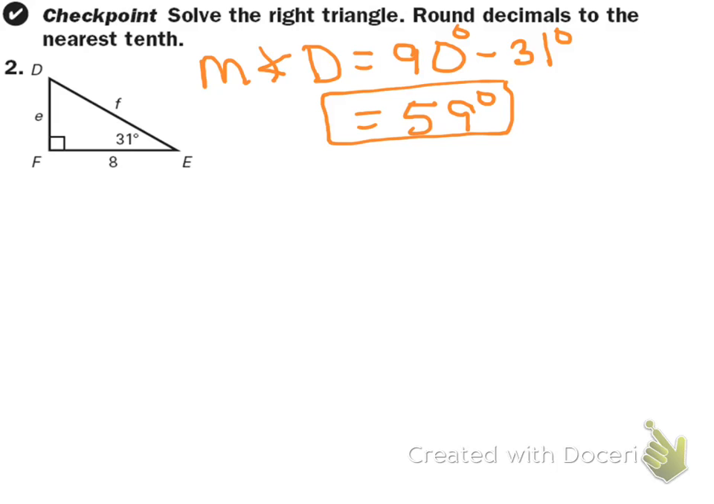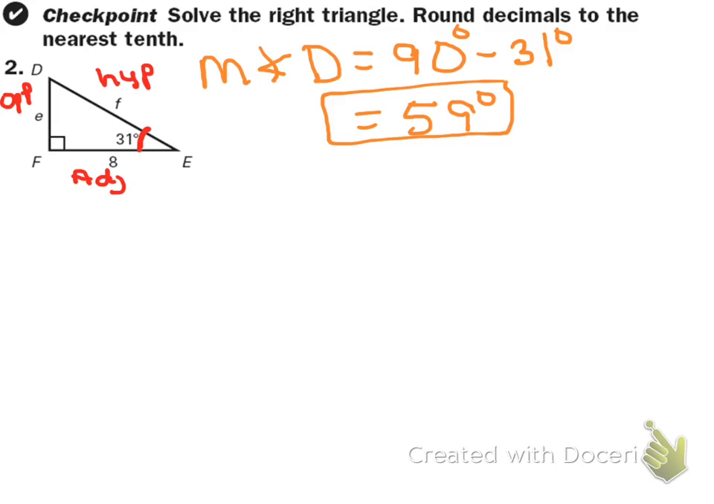Let's start by finding side E. Using the angle that we were given, the 31 degree angle, identify all three sides of your triangle. The side labeled E is your opposite side from the 31 degree angle. The side labeled F is your hypotenuse. And the side with the measure of 8 is your adjacent.